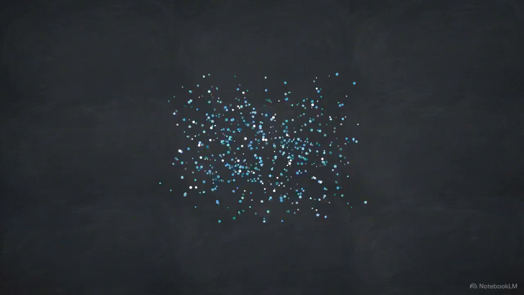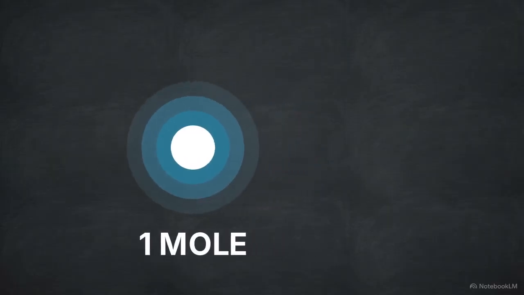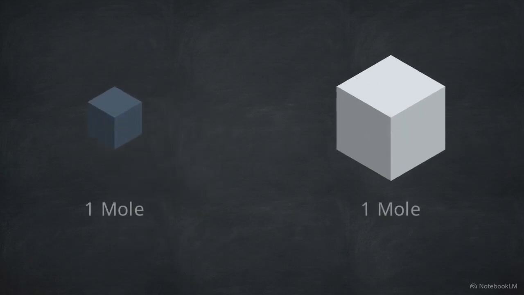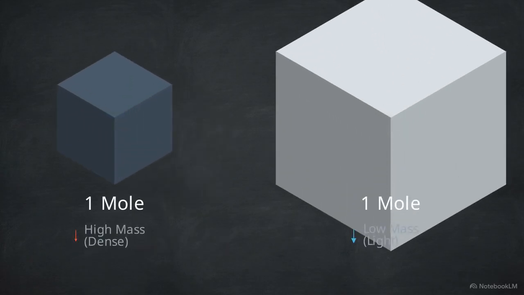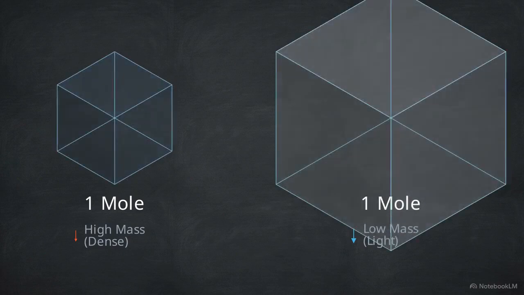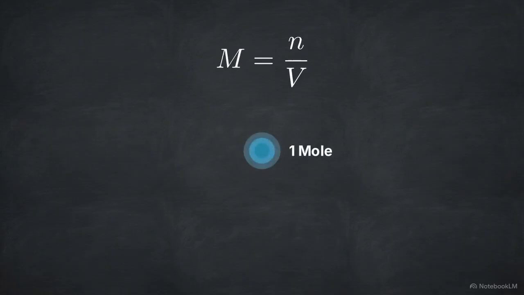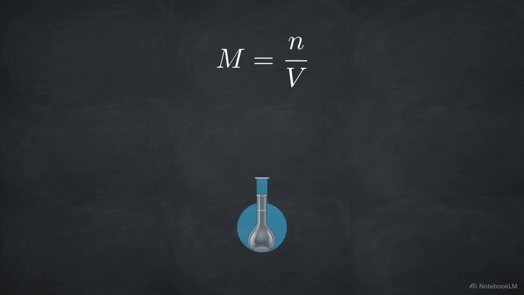Chemists solve this using the mole. A mole is a fixed quantity. It guarantees exactly 6.022 times 10 to the 23rd atoms or molecules of any substance. 1 mole of a dense element has a higher gram molecular weight than 1 mole of a light element. They weigh different amounts, but they deliver the exact same number of reactive particles to the system. This gives us molarity, represented by a capital M. Molarity is the number of moles of solute divided by the liters of solution. It defines the exact chemical concentration of the fluid.